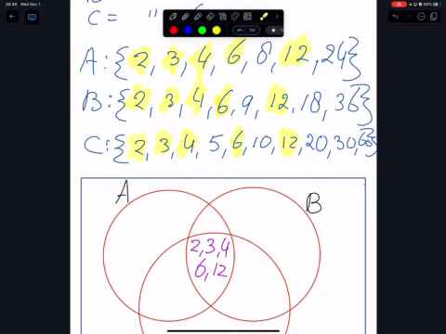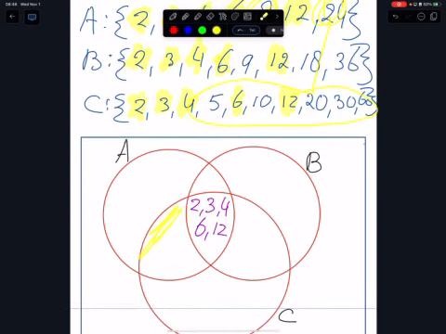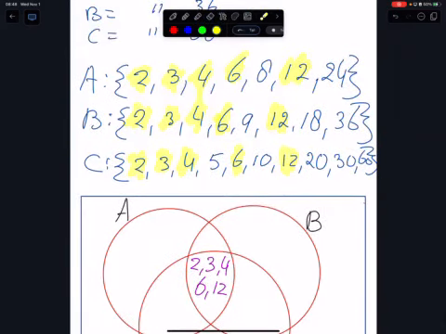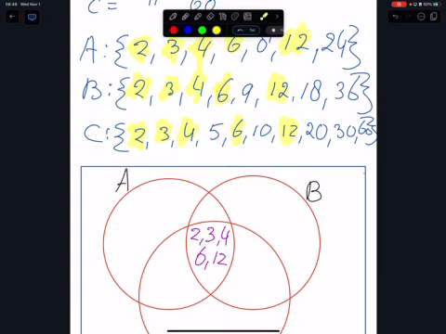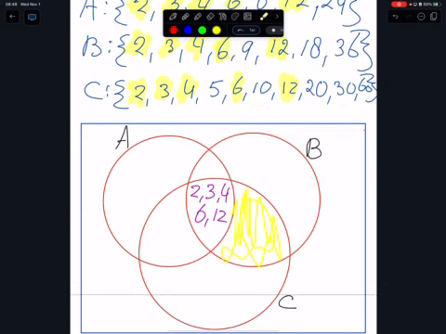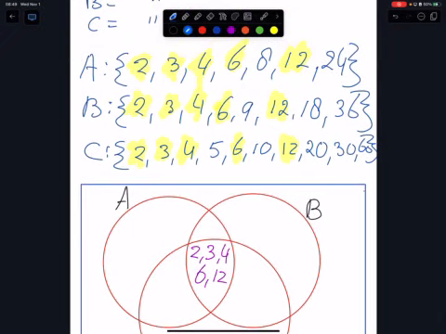Now we need to look at A and C. Something that happens in A that also happens in C. Nothing. So this is also empty. Nothing belongs to A and belongs to C as well. Empty. Then I go for B and C. Does something happen in B and also happen at C at the same time? No. So this is empty. And then all you do is fill it in. Next.